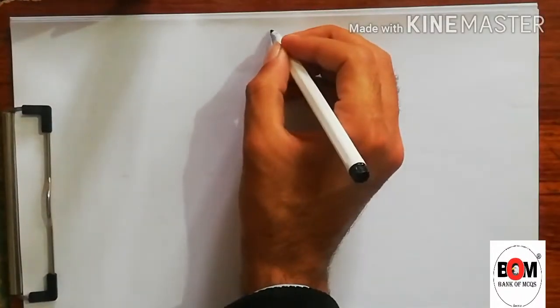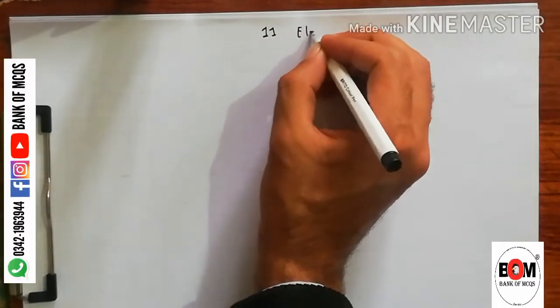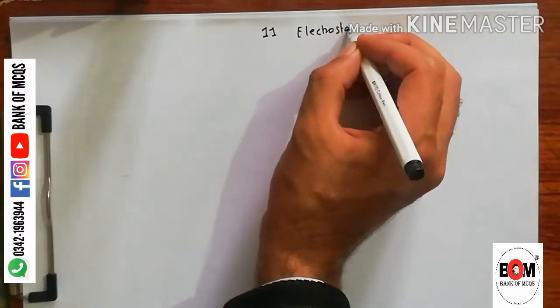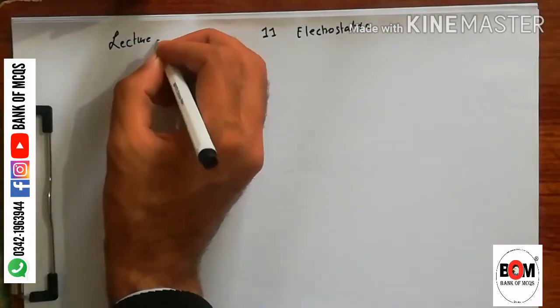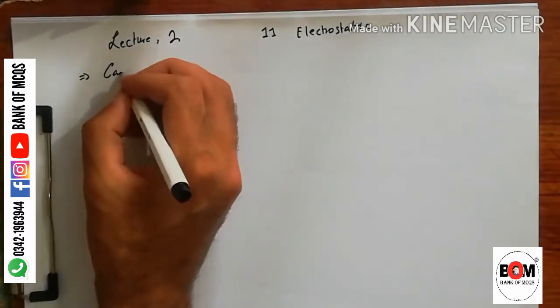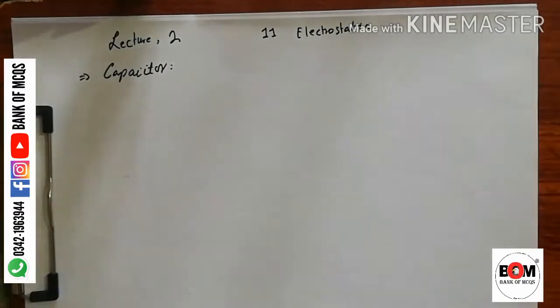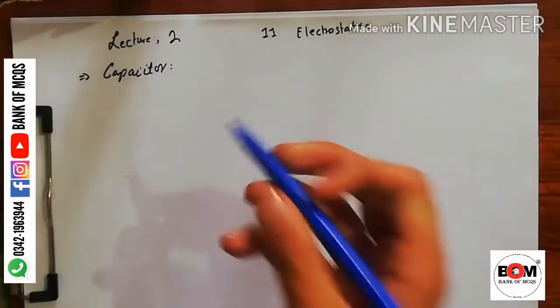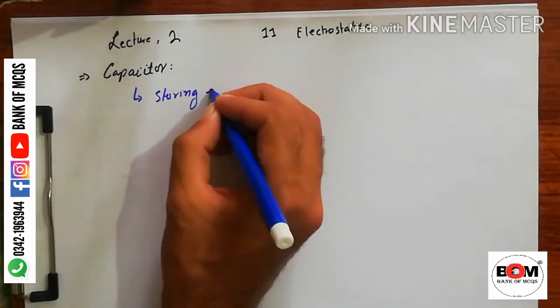Today we are going to discuss chapter number 11 of second year physics part 2, the electrostatics chapter, and this is lecture number 2 of electrostatics. Now the first topic is the capacitor. First of all, what is a capacitor? A capacitor is a device that is used for storing an electric charge.